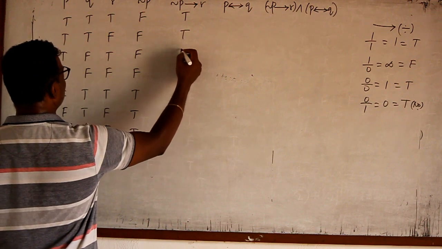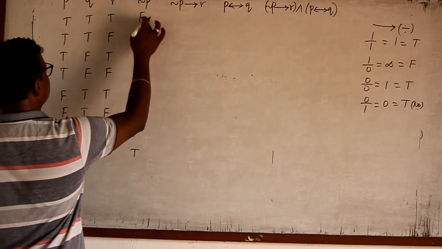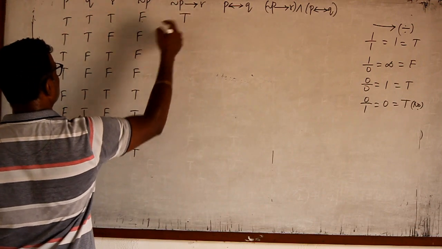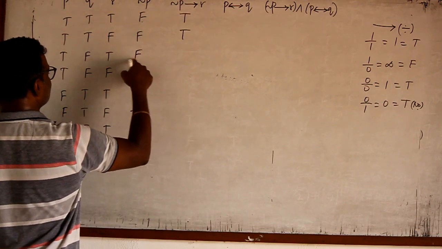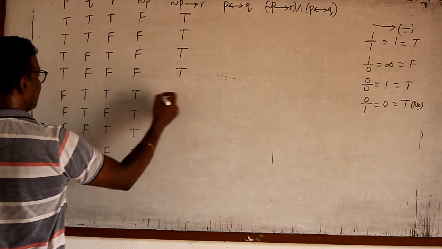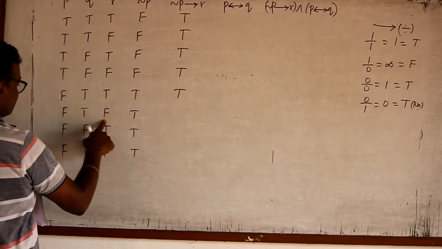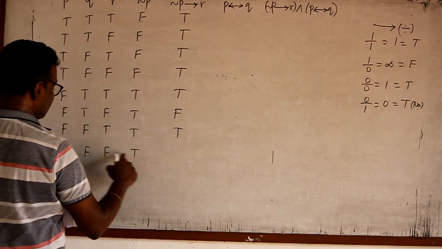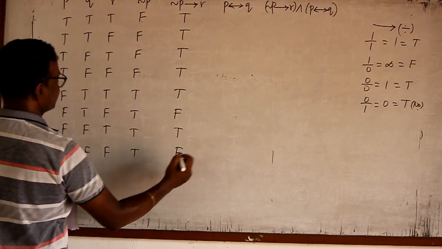Infinity, I am getting there. Remember, I must take P first. This is first. 0 by 1, 0 means true. 0 by 0 is true. 0 by 1 true. 0 by 0 true. 1 by 1, 1 is true. 1 by 0 is infinity, so false. 1 by 1 true. 1 by 0 infinity, so false.